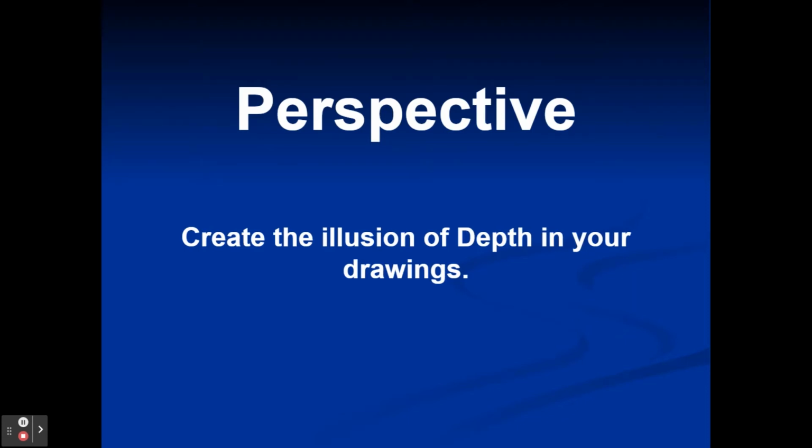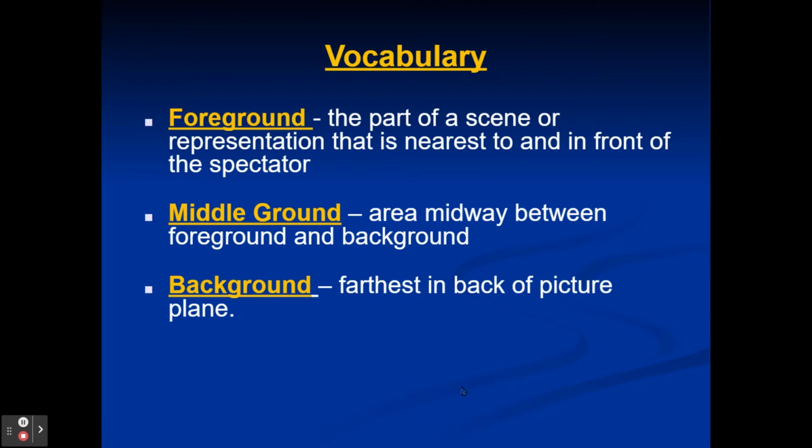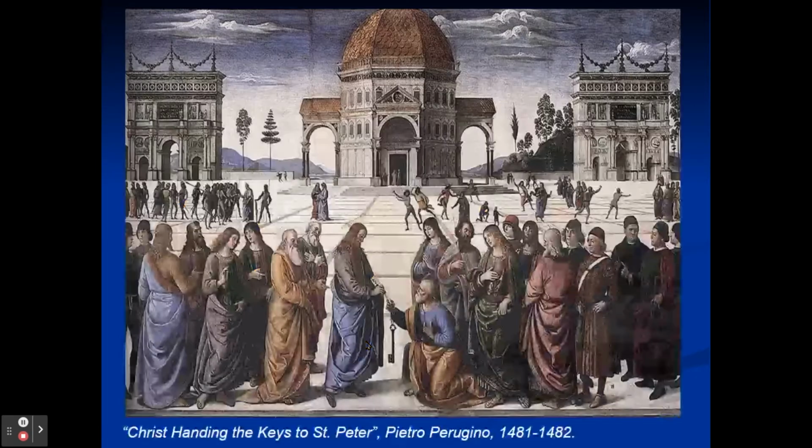Hello, let's talk about an overview of the vocabulary for perspective. Remember, what we're doing in this unit is creating the illusion of depth in your drawings. We are trying to create space on a flat piece of paper. So we're going to talk about foreground, middle ground, and background, and you have all the vocabulary. So we're not going to read them, but we're going to talk about the images themselves.